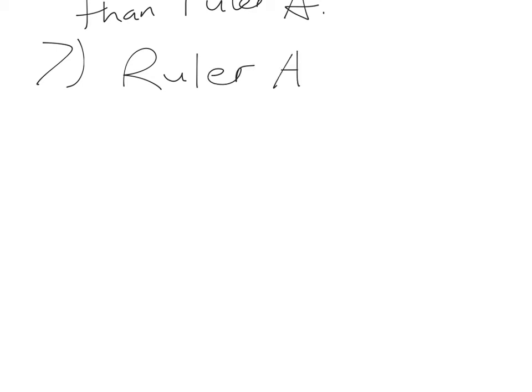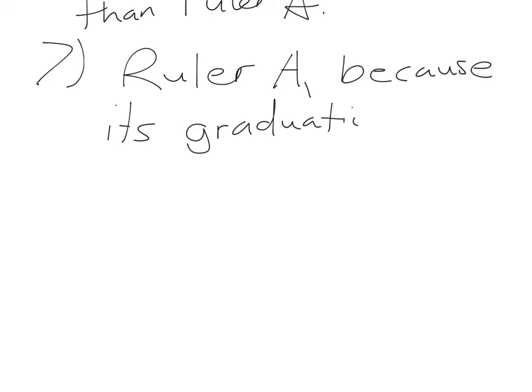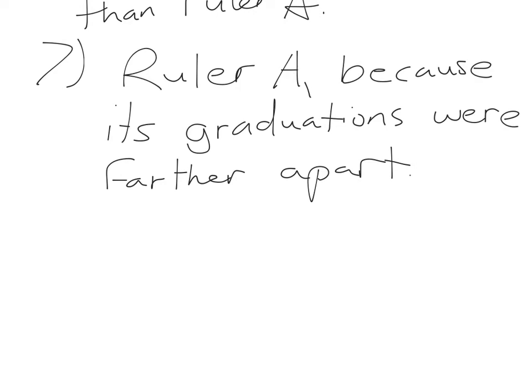Why? Ruler A, because its graduations, ruler A's graduations, were farther apart. So we would expect that the more lines you put in there, the closer together you put the lines, assuming they're all evenly spaced, and this is a decent measuring tool, the more accurate you can be.